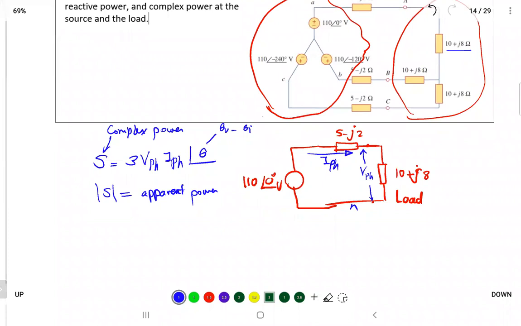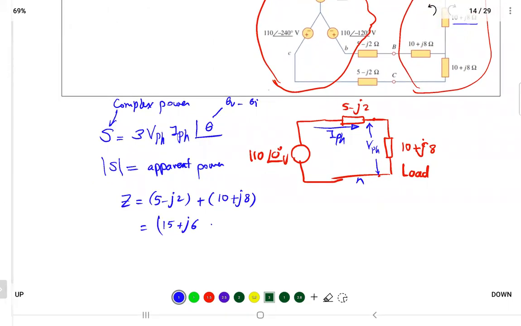So let's just calculate. We need to find the current and the phase. I will add all the impedance in the circuit. Z total will equal Z of transmission line, 5 minus J2, plus the impedance of the load, which is 10 plus J8. So 5 plus 10 is 15, and the imaginary part, minus J2 plus J8, will be plus J6. That will be the impedance in ohms.